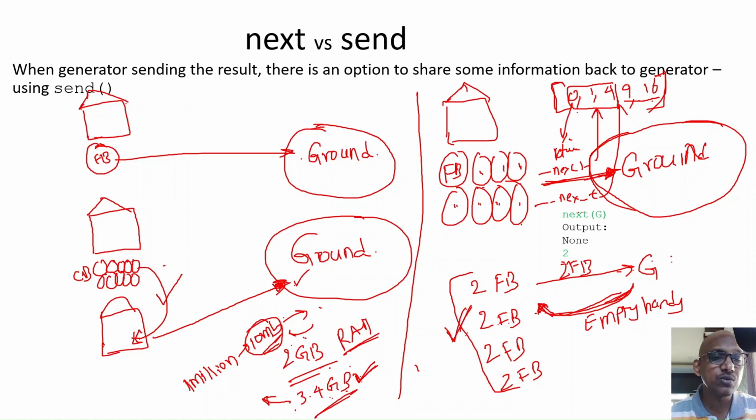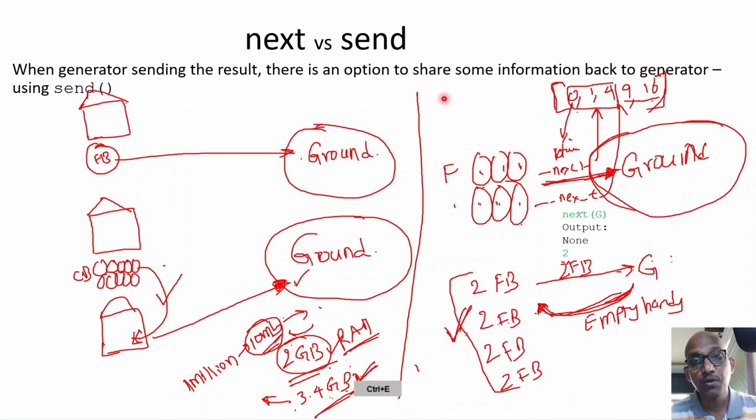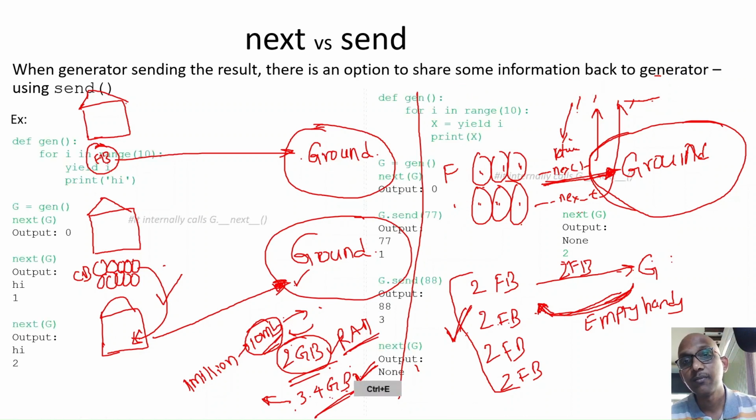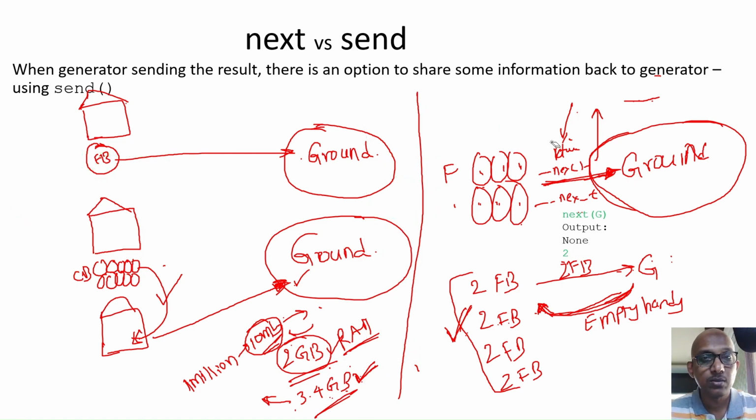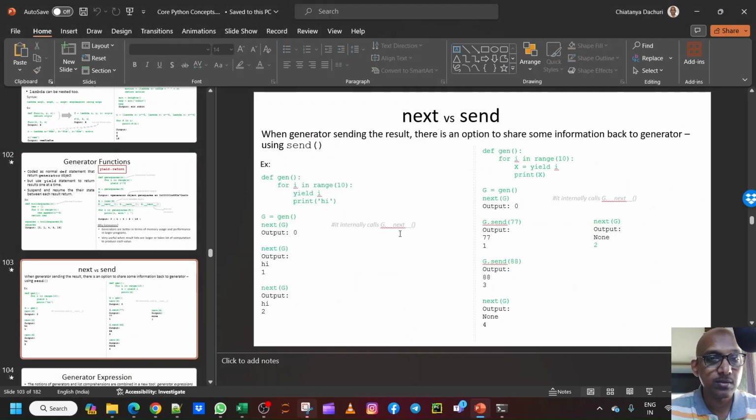Because my RAM is only 2 GB, which cannot accommodate it, obviously I don't have any other option. I have to go for a generator function, where each and every element of this 3.4 GB is 10 MB. So I'm returning 10 MB at a time: the first 10 MB element, the second 10 MB, and so on. So my RAM supports it very well. Clear? Let us take one more example to understand the benefit of generator functions.